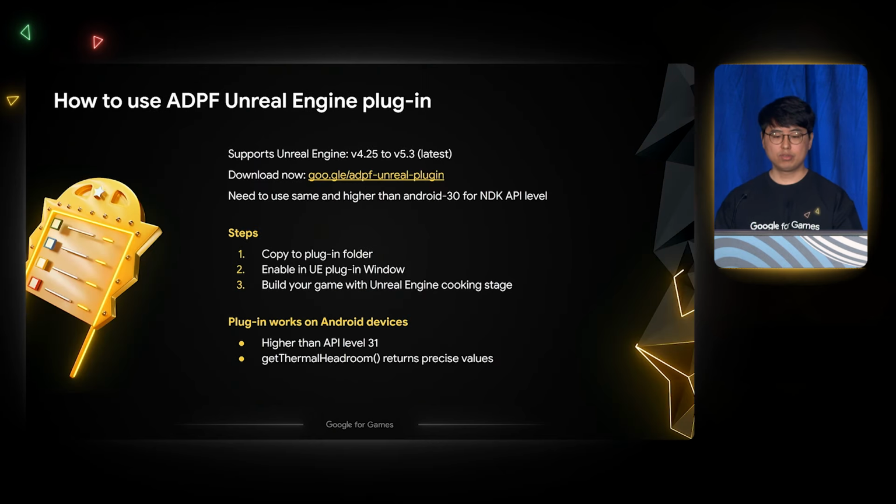If you'd like to try the ADPF Unreal plugin, you can download it using the distribution link. It is compatible with Unreal Engine versions 4.25 to 5.3, which is the latest engine version, and requires Android NDK API level 30 or higher. Installation follows the standard Unreal plugin process. Copy the plugin into your project's plugin folder. Enable the plugin in the editor. Build and cook your project. That's all. The plugin will function on Android devices with API level 31 or higher. Additionally, the device must provide accurate values from the get thermal headroom API.